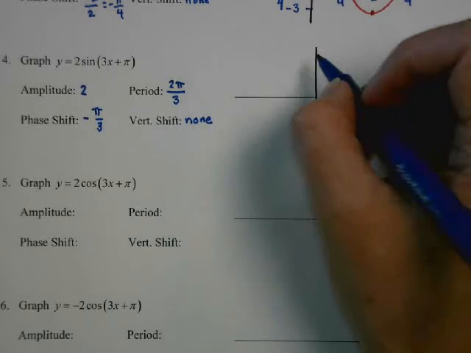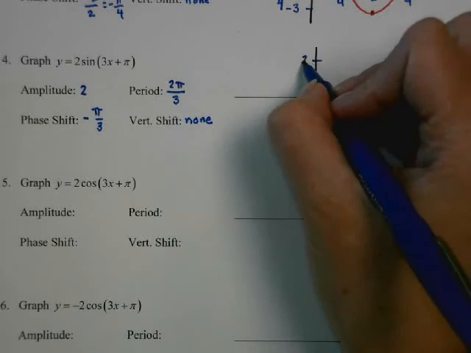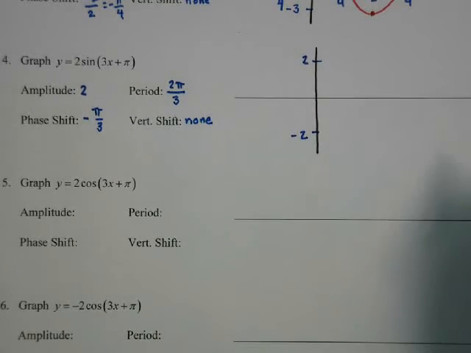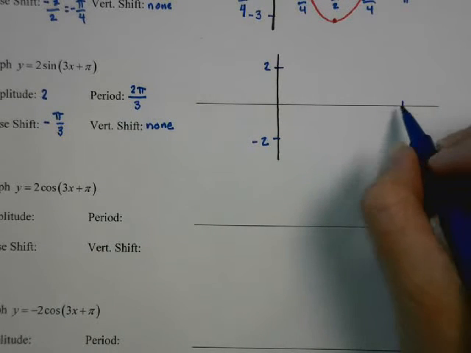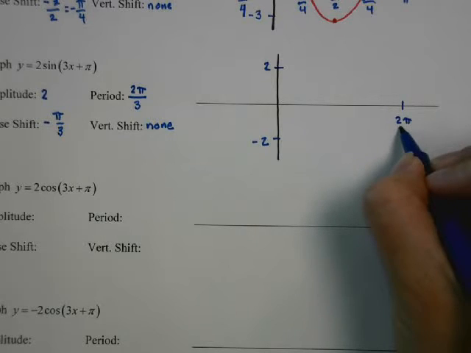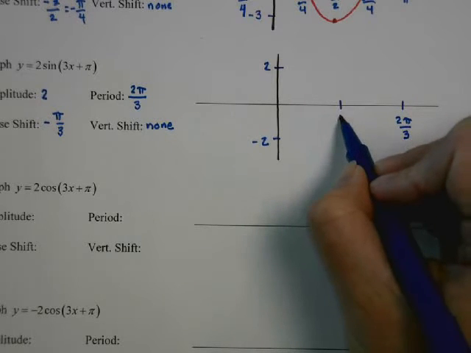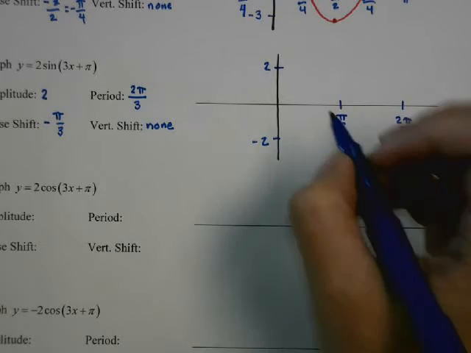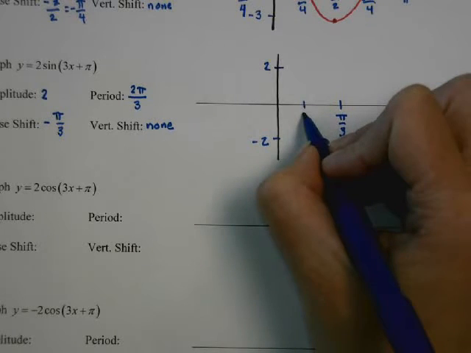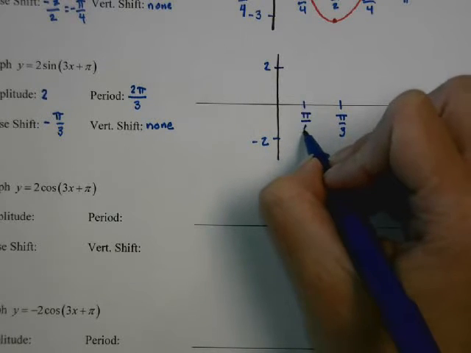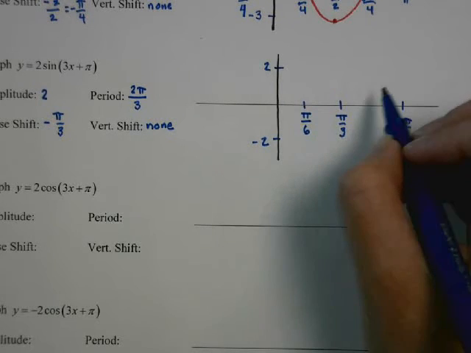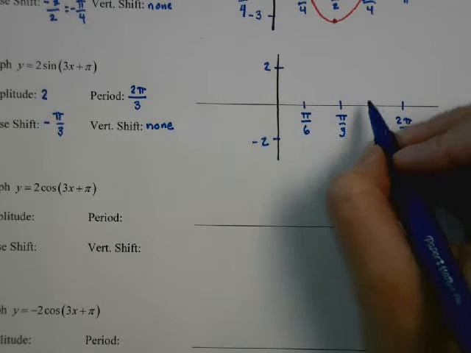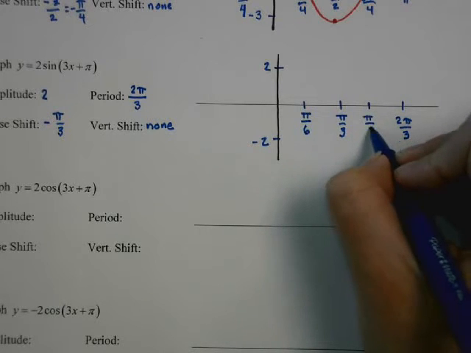Okay, I'm going to start with my amplitude, 2, so this is 2, this is negative 2. Our period is 2 pi over 3, so this is going to be 2 pi over 3. This is going to be pi over 3. This would be pi over 6, since that's half. So my increments are pi over 6. So 1 pi over 6, 2 pi over 6. 3 pi over 6 is the same as pi over 2.